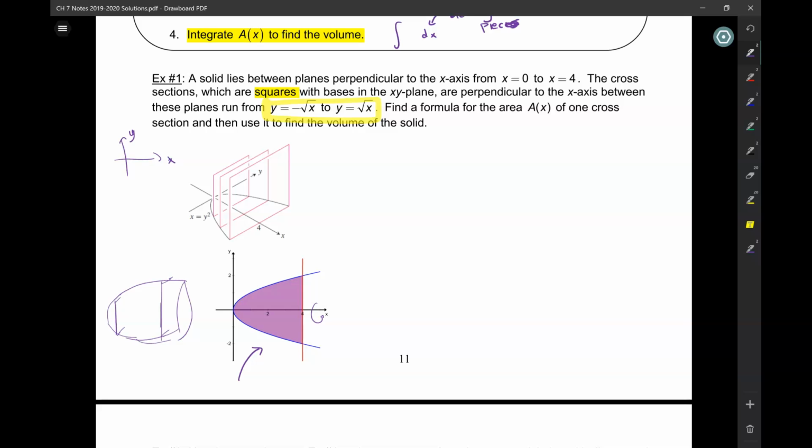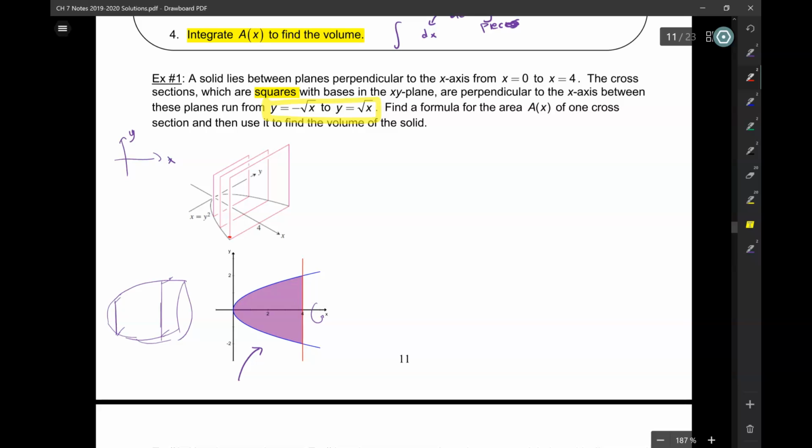What we're going to do now is find the area of every single one of these squares and multiply it by the little thickness. That gives me the volume of one of those tiny square discs. Then when I add all of those volumes up, I get the volume of the entire shape.